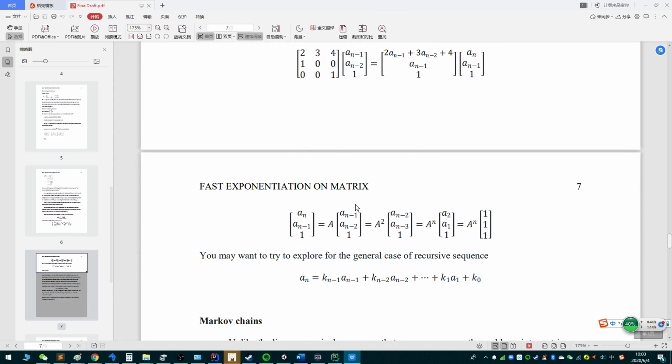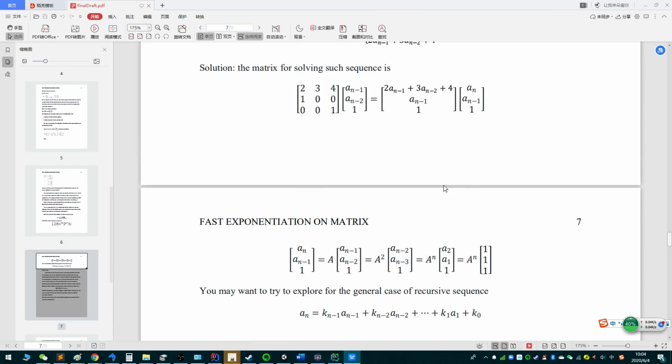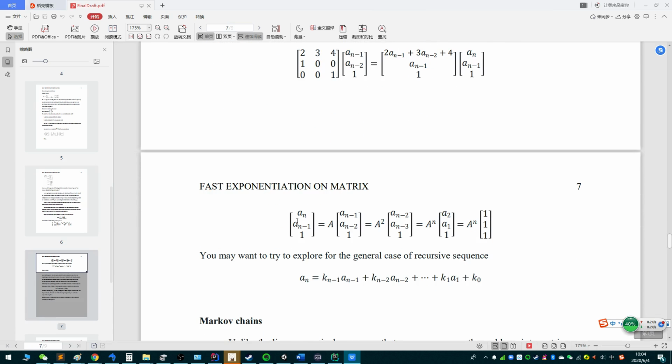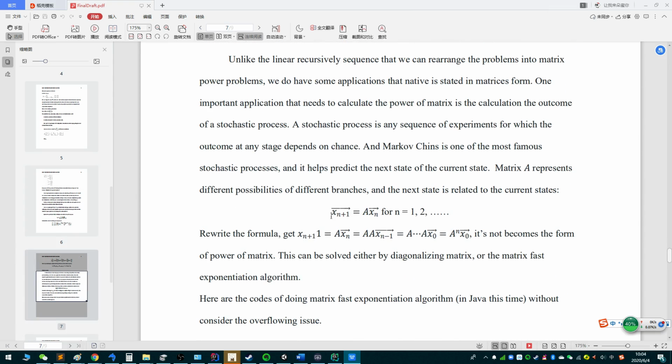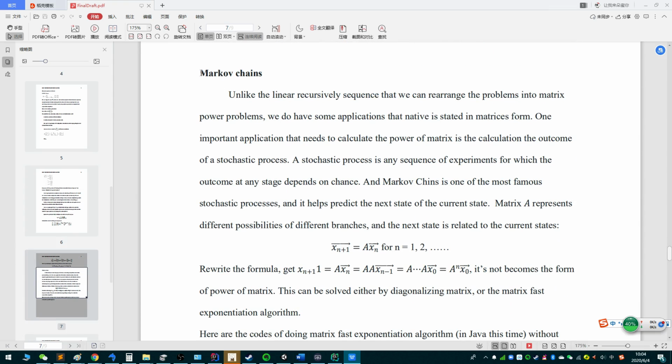And now we also do it backwards, so the an can be represented as A to the nth power times 1, 1, 1, which is the base vector of the sequence. And now the question also becomes a matrix power, which we can compute with the fast exponentiation method and multiply by a vector to speed up the calculation. And finally, but I don't have enough time, is Markov chains.